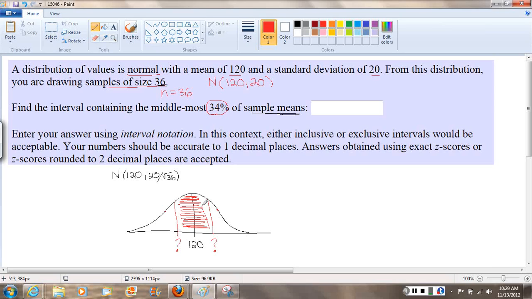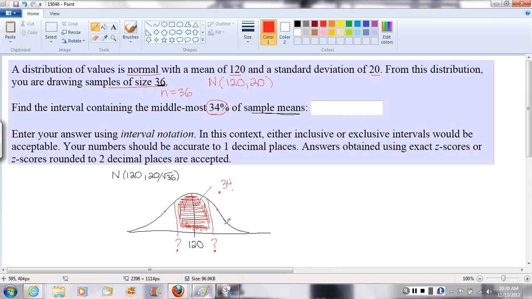And here is the area that we were given. So this area we know is 0.34. To find these numbers given an area, we can use that inverse norm command. But keep in mind, when we use the inverse norm command, it always wants us to tell it the area to the left of the value of interest. So if we were looking for this value of interest here, we would have to tell it this value right there. So let's figure out what that area is.